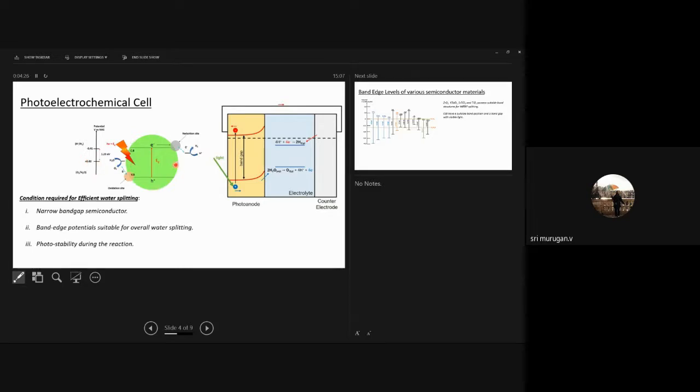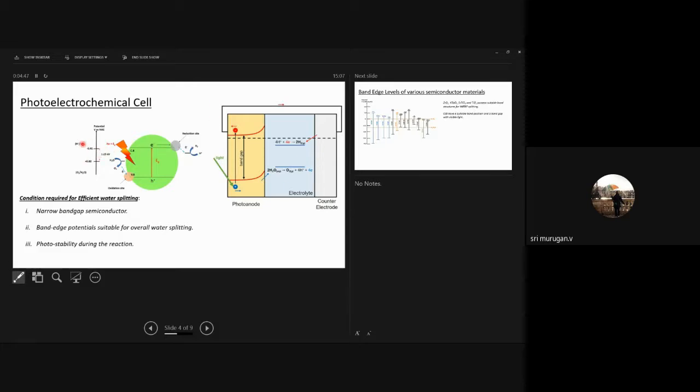Consider this one is a semiconductor. When the light interacts, if the light energy is greater than the energy band gap, it will create the electron-hole pair. Okay, so these generated electrons will be transported.